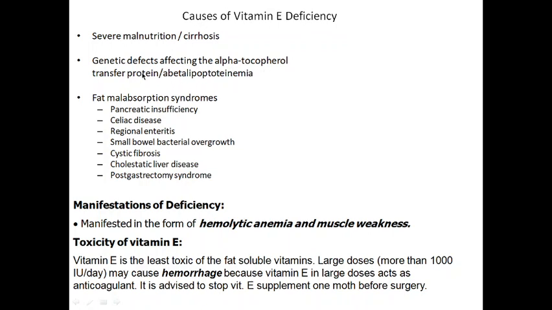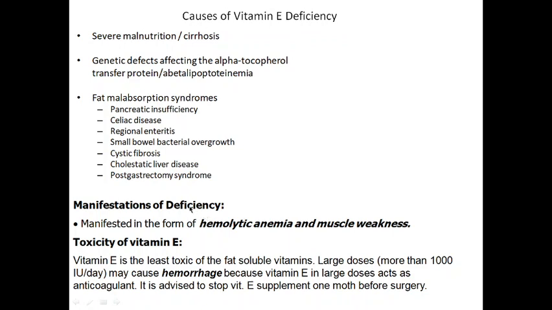alpha tocopherol transfer protein. Vitamin E, because it is fat soluble, will not circulate in the blood as such. It needs a transfer protein. If such transfer protein is defective, then vitamin E deficiency will result. Again, because vitamin E is a fat soluble vitamin, in fat malabsorption syndromes like pancreatic insufficiency, celiac disease, regional enteritis, etc., vitamin E deficiency will occur.